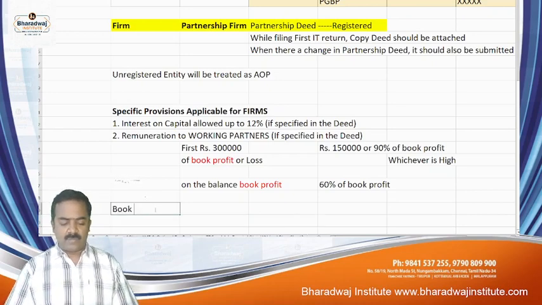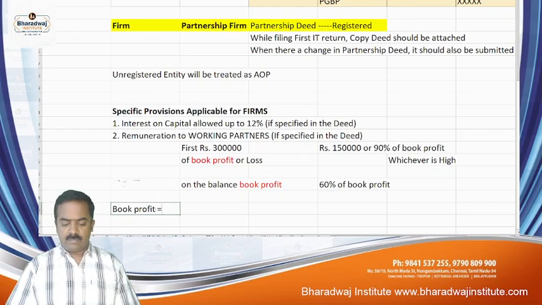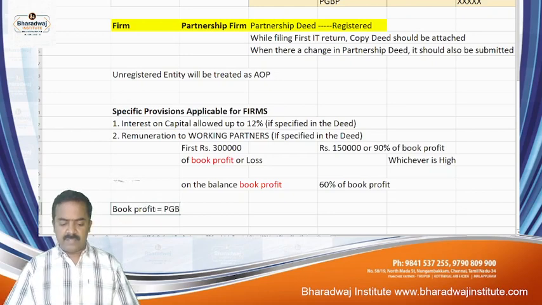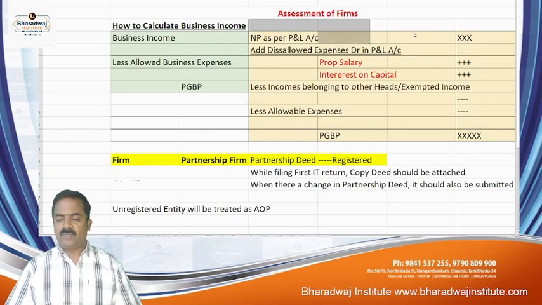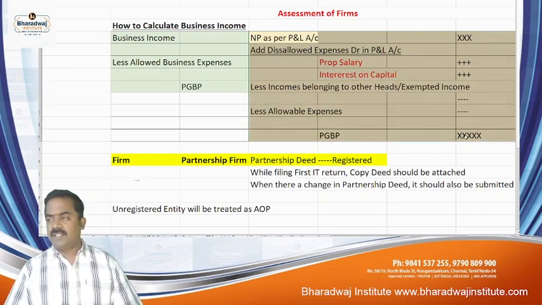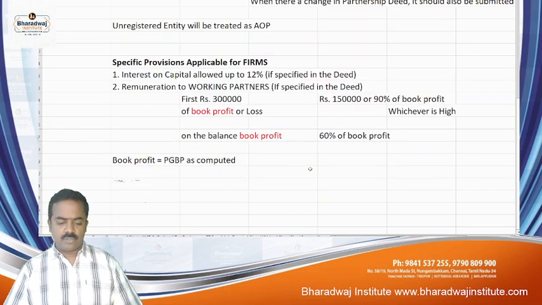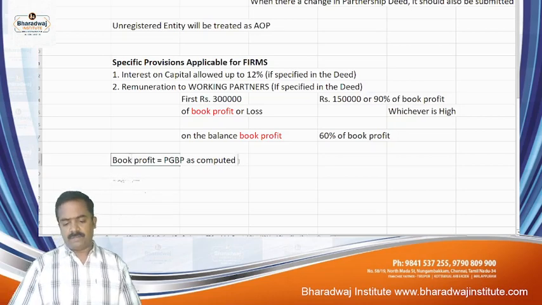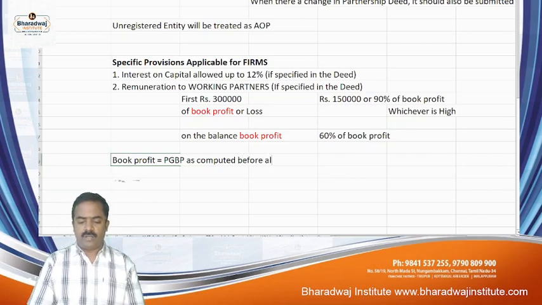What do you mean by book profit? Book profit is nothing but PGBB as computed. Net profit as per P&L account, add back disallowed expenses like salary, interest on capital, then all these things we disallow, then we work out PGBB. So book profit means PGBB as computed before allowing remuneration.